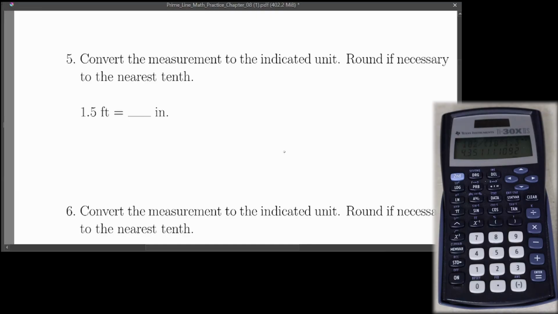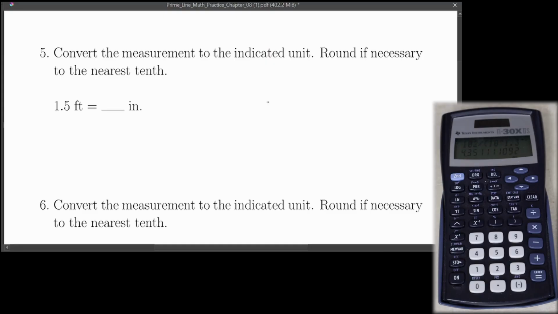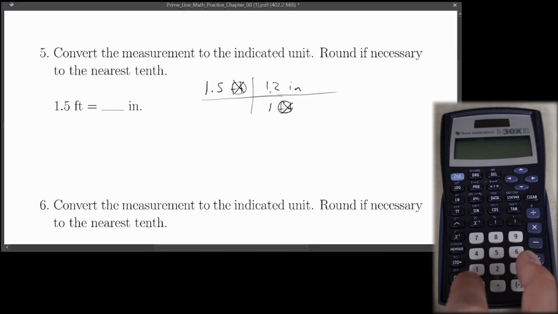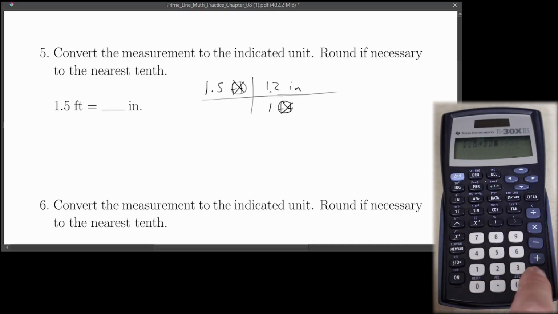Okay, so for our feet to inches, the way that I like to set this up is I will start off with my units, so 1.5 feet, and then my conversion factor, I'm just writing these as fractions. I know that 1 foot is 12 inches, and so here we can see that these units will cancel out, and then I can multiply across and get my value. So if I do 1.5 times 12, I get 18 inches for my result.